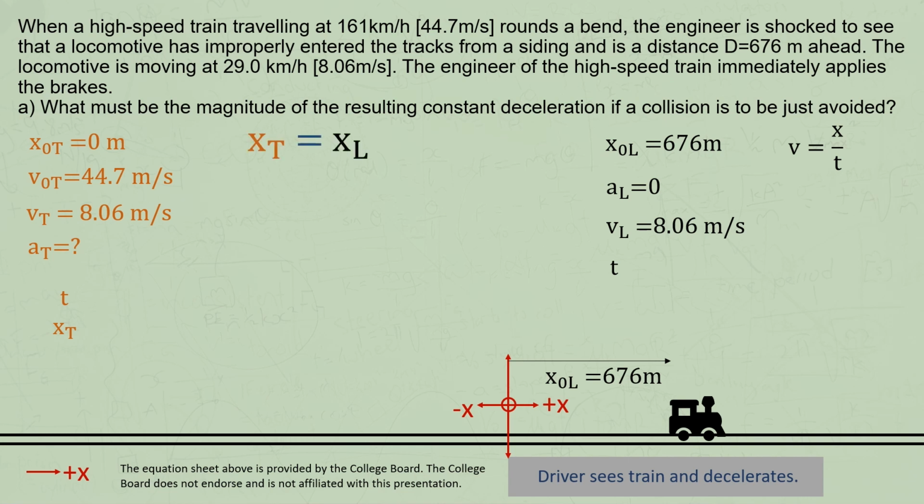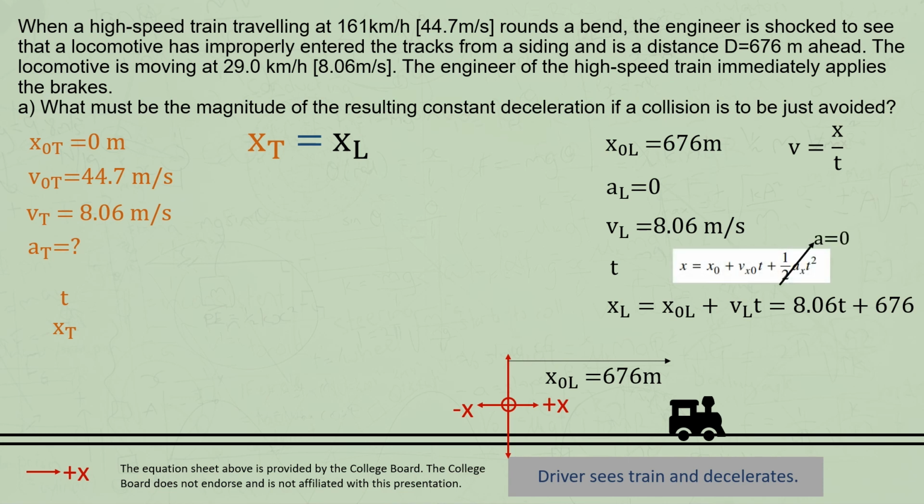So, let's figure out the displacement of the train and the locomotive as a function of time. For the locomotive, its displacement is fairly easy to model. It starts 676 metres ahead of the origin, and then each second it moves a further 8.06 metres away. I suggest thinking about this intuitively, but if you'd like to use a formula, we could use this one, where the last part is 0 because its acceleration is 0.